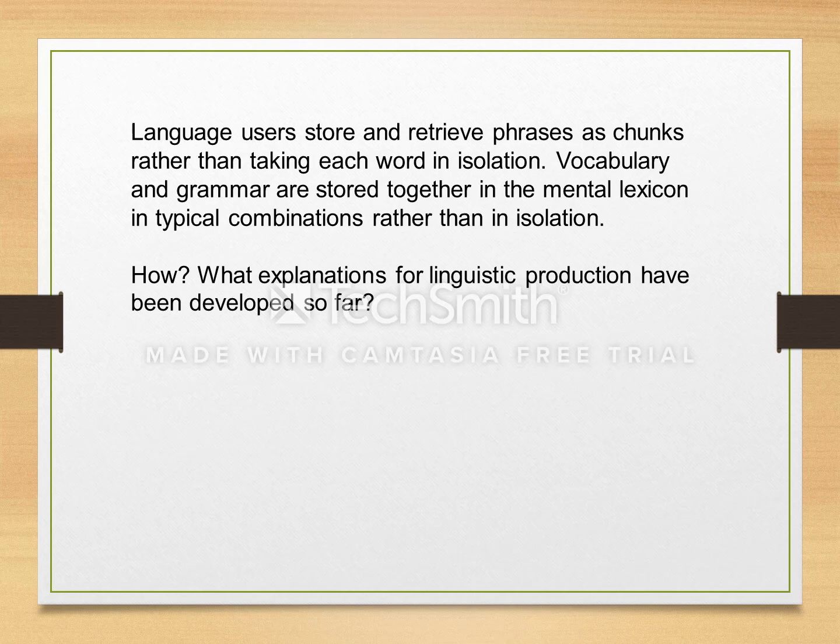So we know by this that vocabulary and grammar are stored together in the mental lexicon in typical combinations rather than in isolation. How is this produced? What explanations for linguistic production have been developed so far that explain this mechanism for language acquisition?